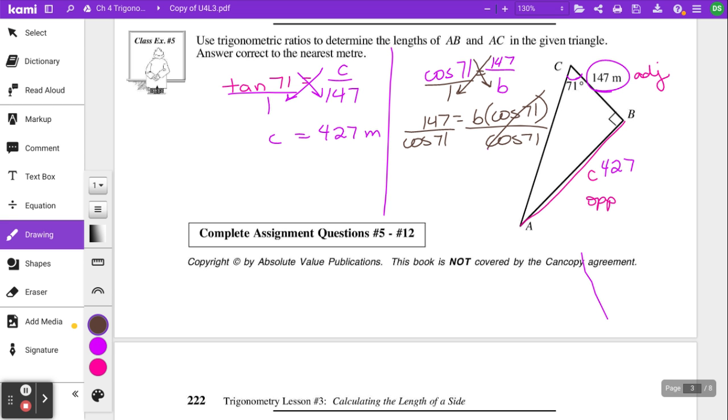The key here is label what you have and what you care about. What do you want? What do you need? Then decide what trig ratio to use.